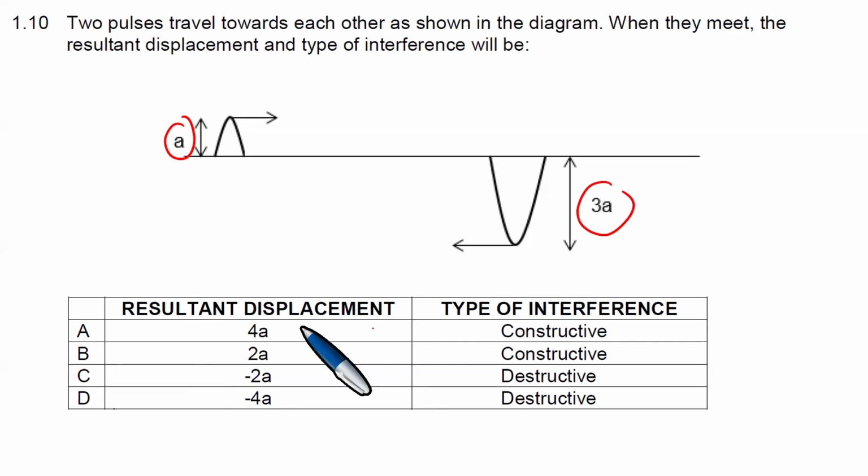So now the resultant displacement is going to be what? When they meet, will it be 4A, 2A, minus 2A, minus 4A? The type of interference, will it be constructive, constructive, destructive, destructive? So which one do you think is the correct answer? I'm testing you here before I give you the answer. What do you think in 1.10?